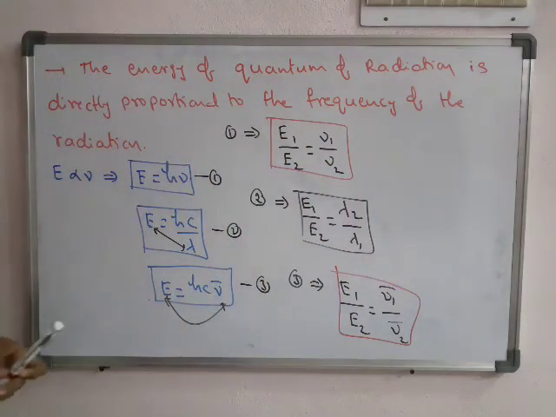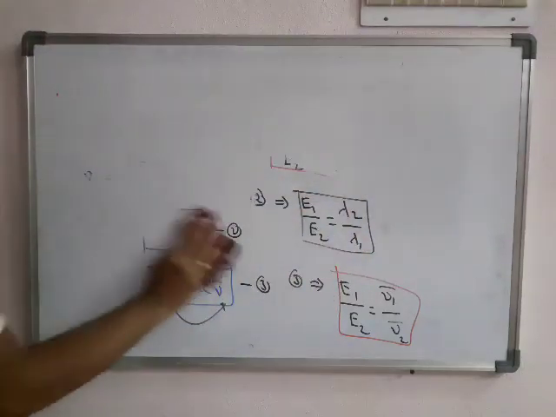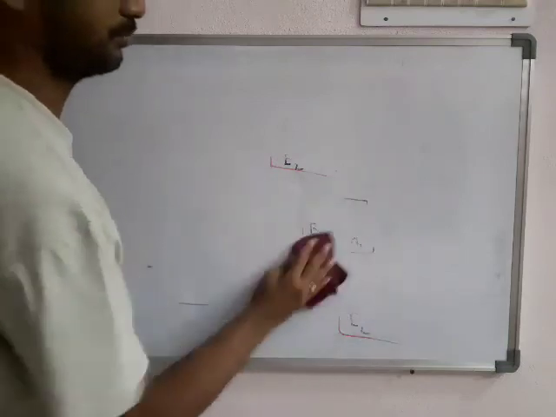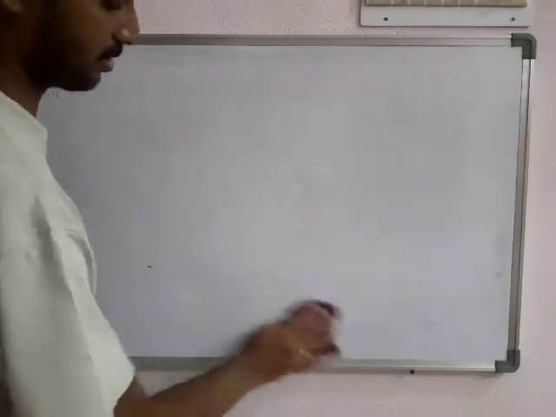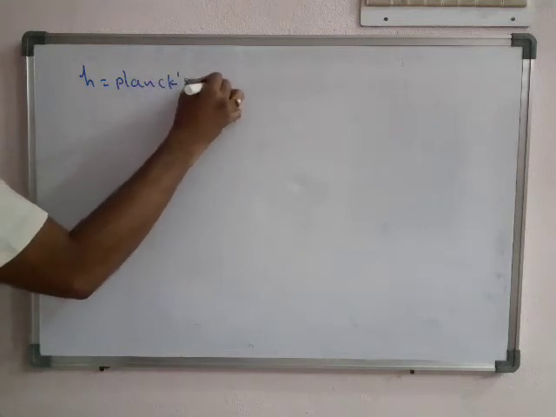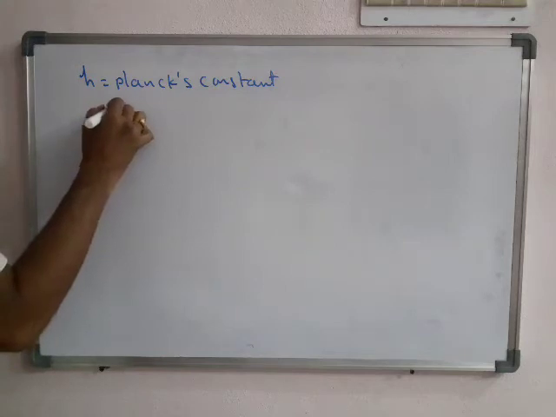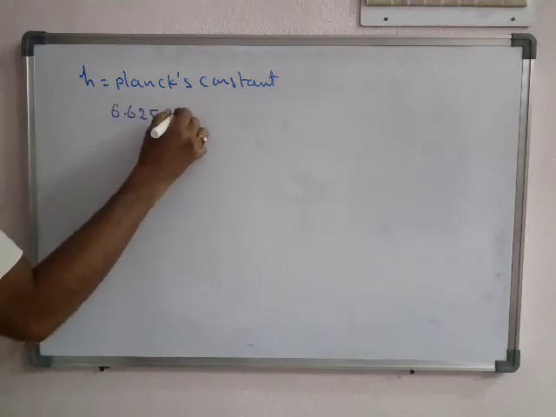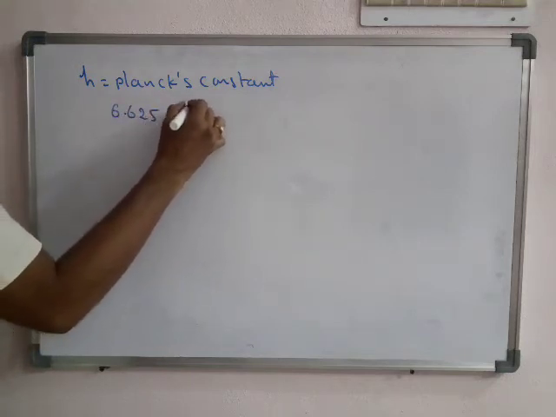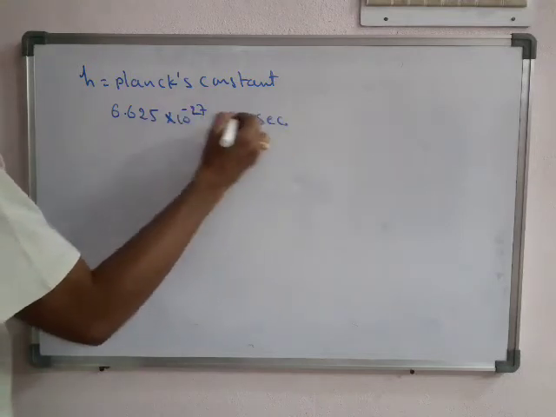So here, the main thing in the calculations, we have to remember always, is Planck's constant. H is Planck's constant, given by Planck's theory. It is 6.625 into 10 to the power of minus 27 erg into second.